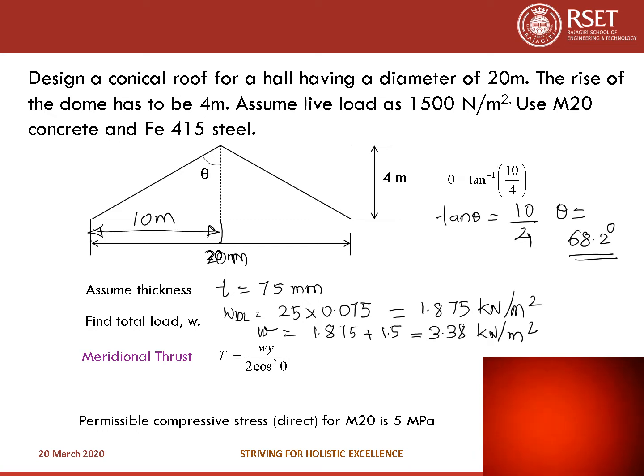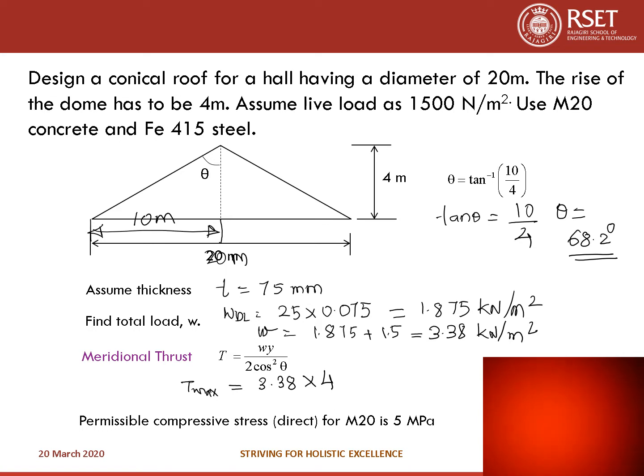Now let's calculate the forces. Now the maximum meridional thrust is at the base when y is equal to h. So let's calculate the maximum. We are interested only in the maximum values, right? So this will be when y equals h. So W is 3.38 into 4 meters. Okay, y is equal to h at the base. At the base we are calculating.